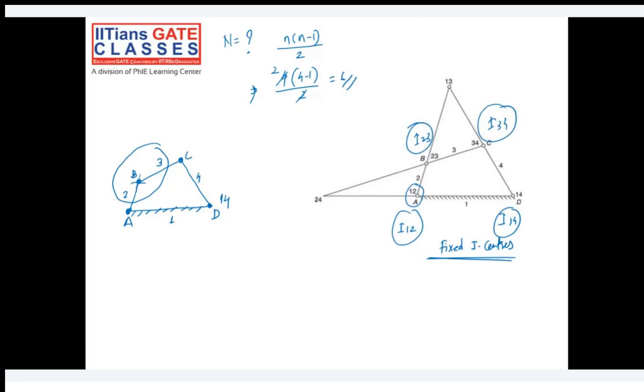It's like at this particular moment it is here. If this crank comes down, it will be here, okay, and so basically their location will change. So they are not fixed I centers, but they are permanent I centers. So I centers I23 and I34 are called permanent I centers.